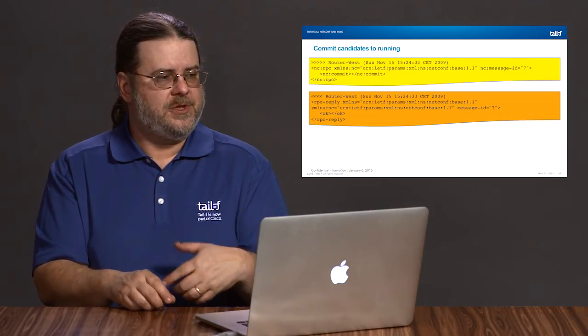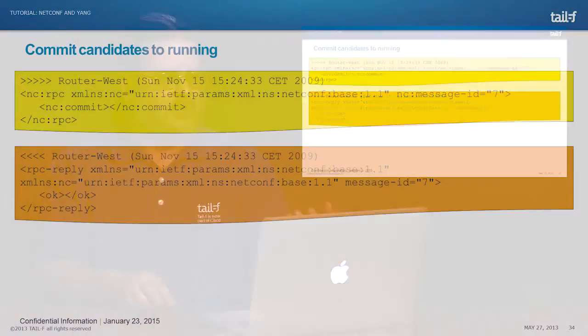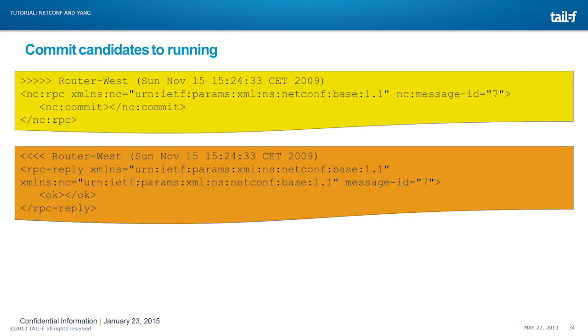We've done our changes. We've asked the device to validate it. Everything's fine. So now we issue the commit operation. In this case, if we just do commit, this is a transactional commit of the changes that are in candidate into the running data store and taking them live. So at this point now, they're in the running data store, and this configuration is live in our device.